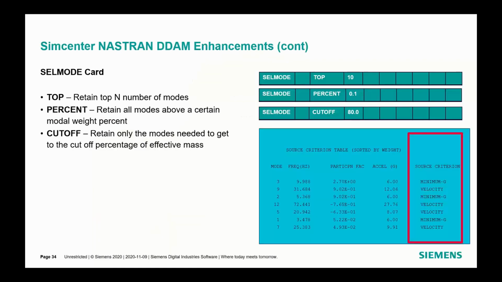A couple other things we talked about very briefly is the select modes card. So if you want to retain a certain number of modes, you say select mode top and enter the number. You can say select mode percent, and it will retain all modes above a certain modal weight percentage. So if you want to drop the small modes, you can do that. The other one is cutoff, which is going to run until it gets an effective mass level that you desire, and then stop calculating modes.